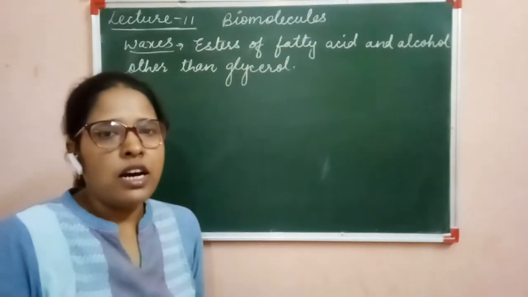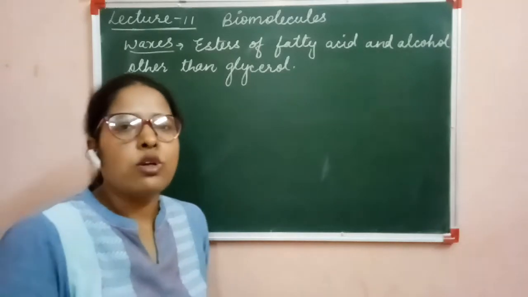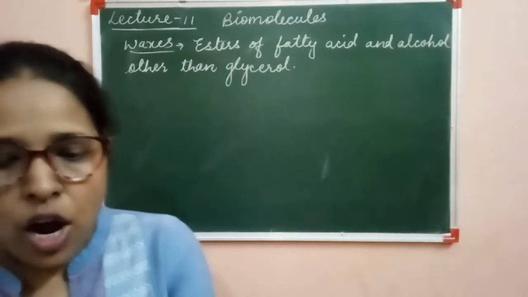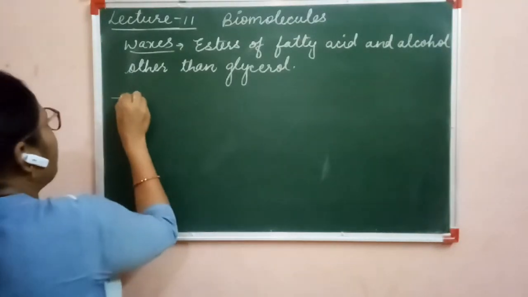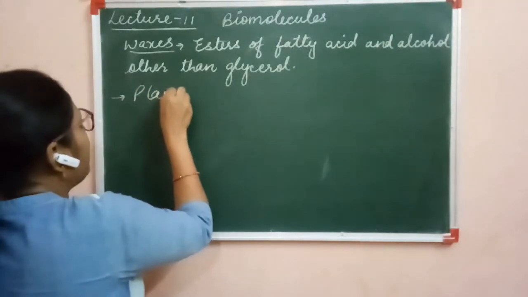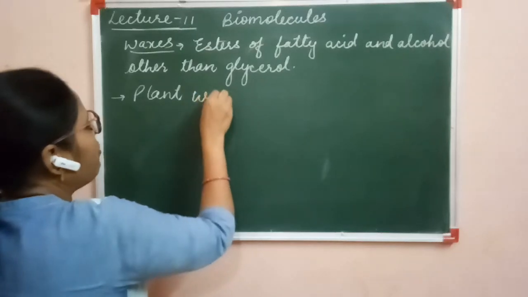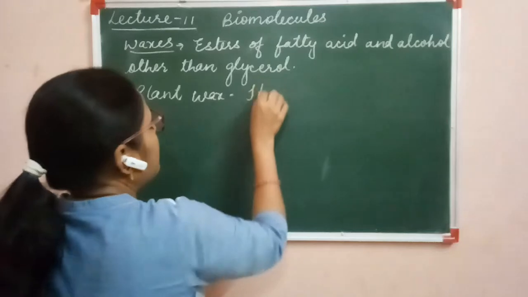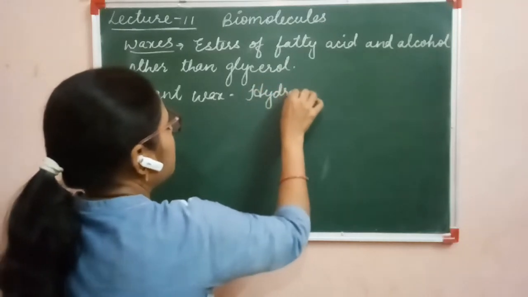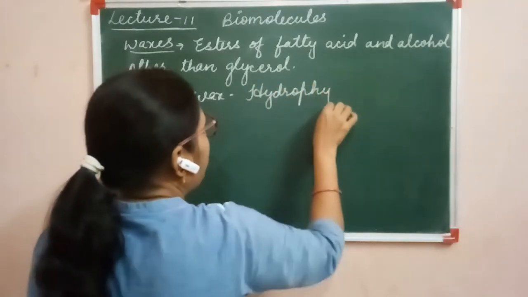That's why it is a different type of fatty acid that is called waxes. Now we will discuss the different types of waxes. The first important wax is called plant wax. This plant wax is basically present in the hydrophytes. Hydrophytes means the aquatic plants.